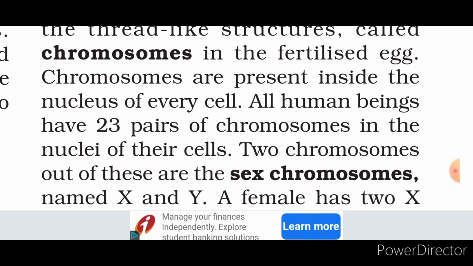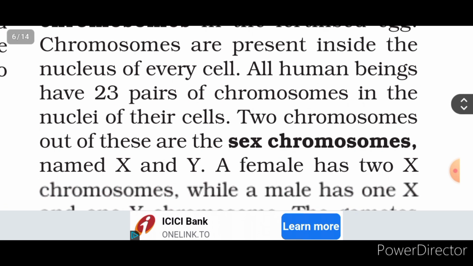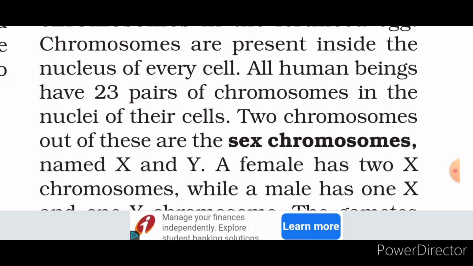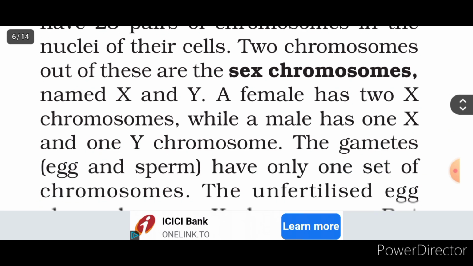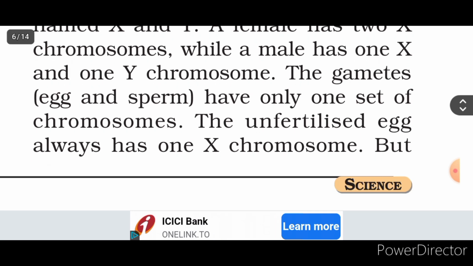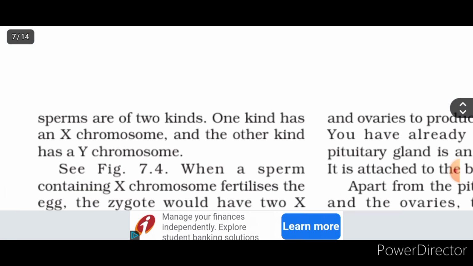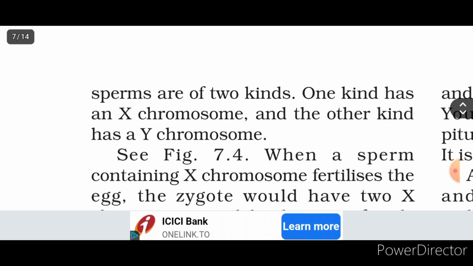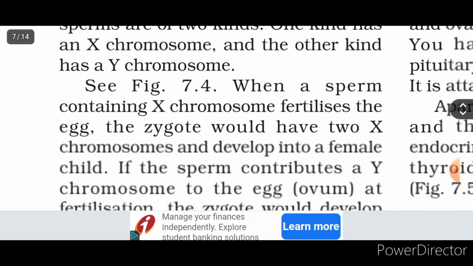All human beings have 23 pairs of chromosomes in the nuclei of their cells. Two chromosomes out of these are the sex chromosomes named X and Y. A female has two X chromosomes while a male has one X and one Y chromosome. The gametes, egg and sperm, have only one set of chromosomes. The unfertilized egg always has one X chromosome, but sperms are of two kinds. One kind has an X chromosome and the other kind has a Y chromosome.